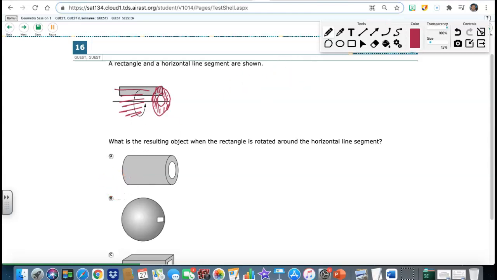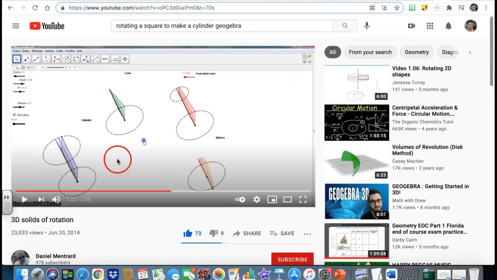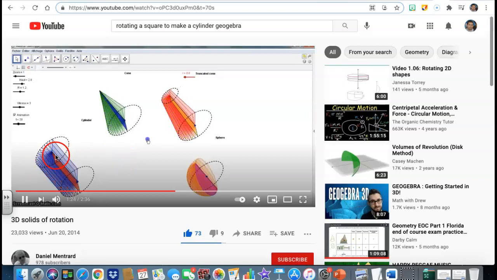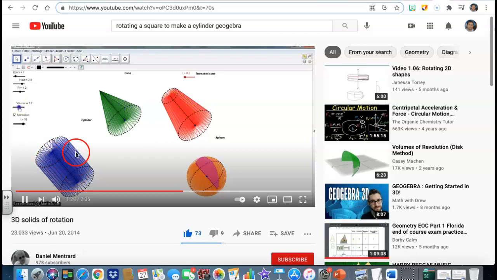Alright, I'm going to show you a quick demonstration about that. Here's GeoGebra. I just want to concentrate here. Okay, look at that, that's a rectangle. You see the circle motion? That created a cylinder. In our case, there's a space in between the center and the rectangle, therefore it's going to be open space right there. I just want you to see that that's a cylinder.